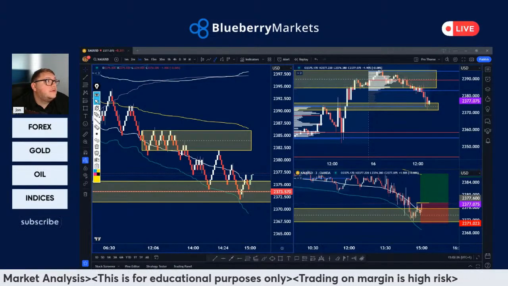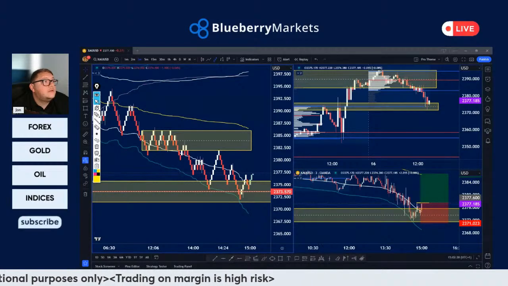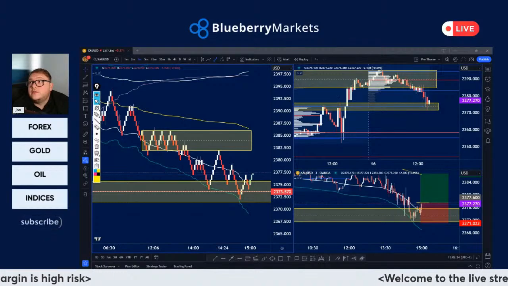Let's have a little look at currency strength and weakness. Where's the dollar? Dollar's the stronger currency at the moment.